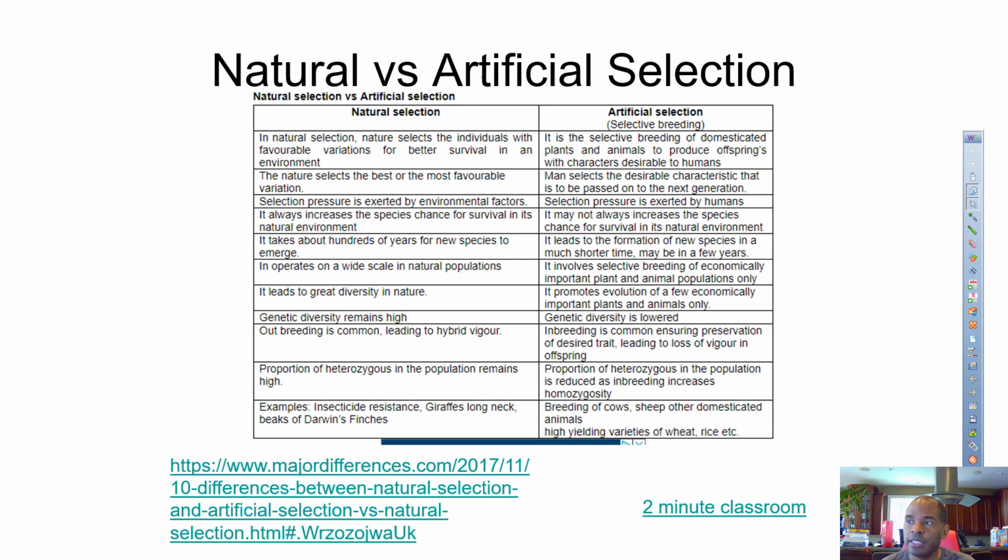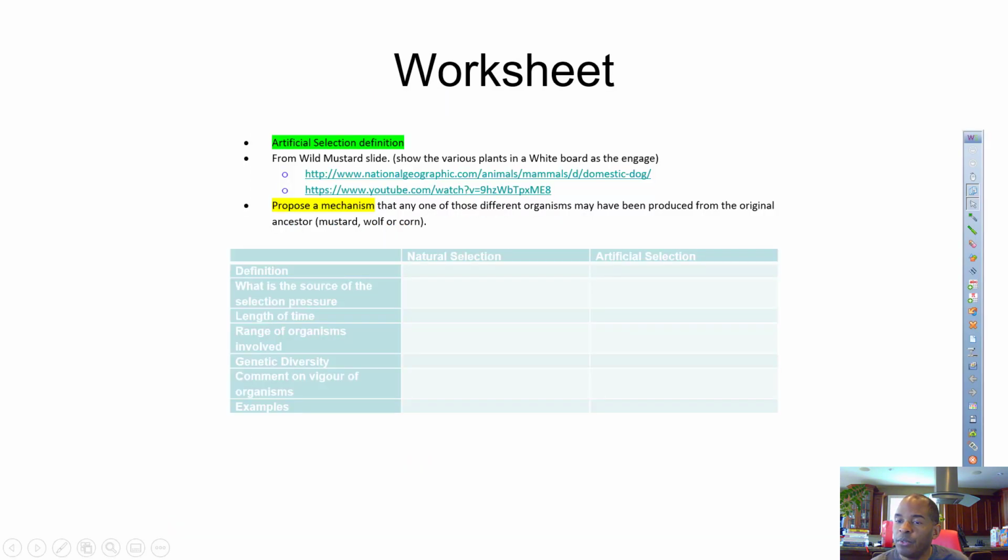So artificial selection is something that we do. On your Google Sheet, you'll see a table that asks you to compare natural versus artificial selection. In my video lesson, I've given you a table that I've taken from a site, and another link to the 2-minute classroom that talks through the main differences between natural and artificial selection. By going through those, you'll be able to complete this worksheet. So that's how that works back and forth.